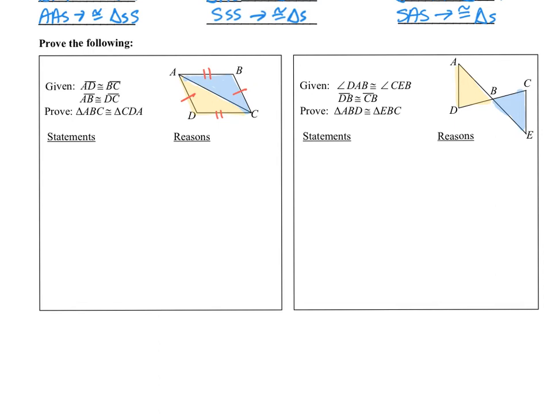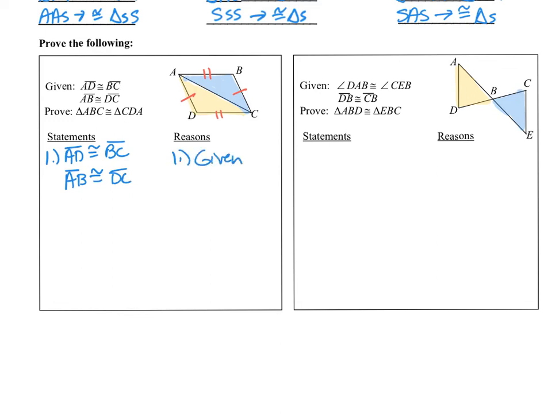So that's almost enough to prove the two triangles are congruent. We just need one more part. So you'll notice that the two triangles share a side. That side is congruent to itself. So that's going to give us a third side, and so we can get the two triangles congruent by side, side, side. So we'll start with statement 1. In statement 1, we're going to start with our given, which says that side AD is congruent to side BC, and side AB is congruent to side DC, and the reason is given.